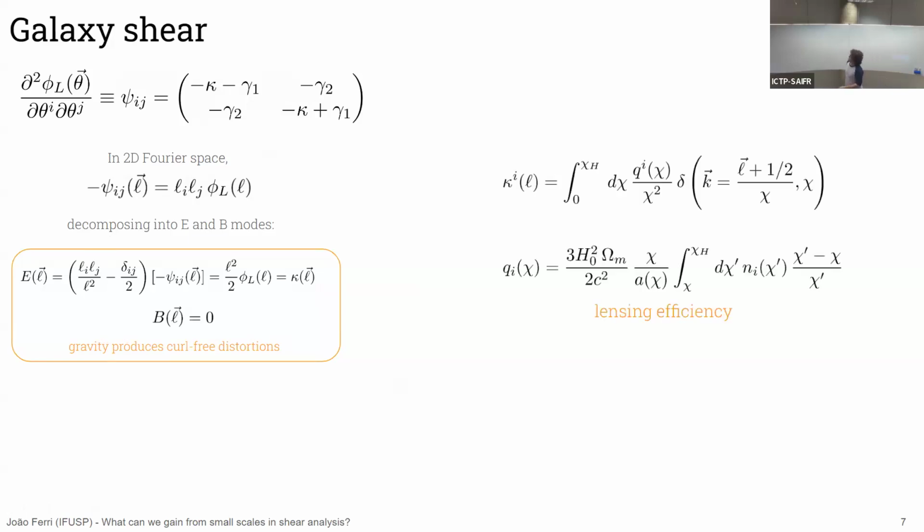Now, this E-mode, if you do the calculations, is basically just the convergence in harmonic space or Fourier space, if you will. This convergence, as I said, is basically just an integral along the line of sight, from the position of that image up to down of the matter content in the universe, with this object Q that we call the lensing efficiency, which is basically just a kernel and accounts for all the matter that is present along the line of sight.